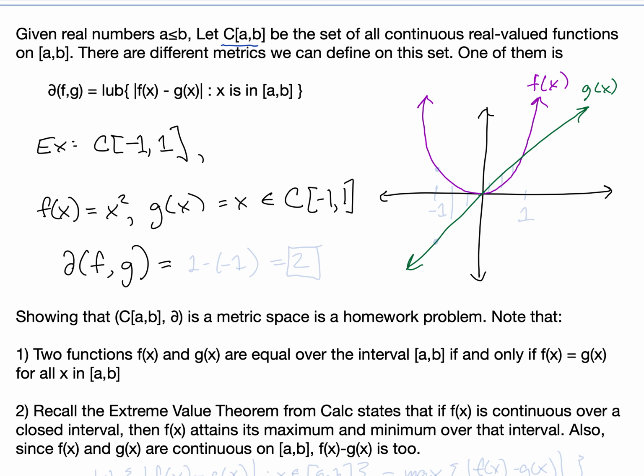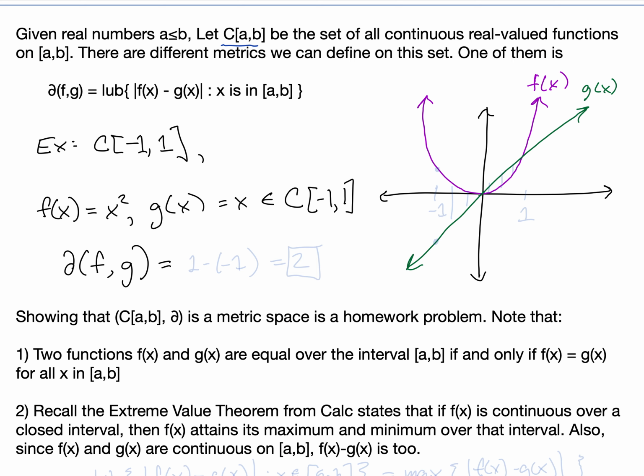One of them, let's call it delta of f,g, is the least upper bound of the absolute value of f of x minus g of x, such that x is an element of the closed interval [A,B]. So for example, if A was -1 and B was +1, and we were talking about our set X to be the set of continuous functions over the closed interval from -1 to +1, then let's just pick 2 functions in there. Let's pick some very familiar functions. Let's say f of x is x squared and g of x is x. So yes, those are both continuous over this interval, so great.